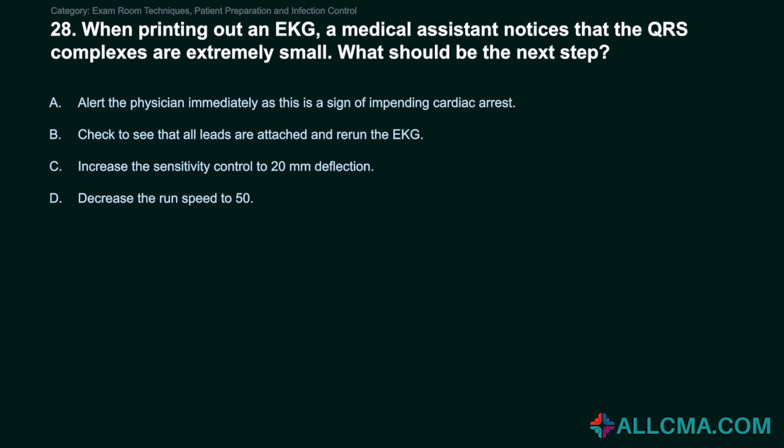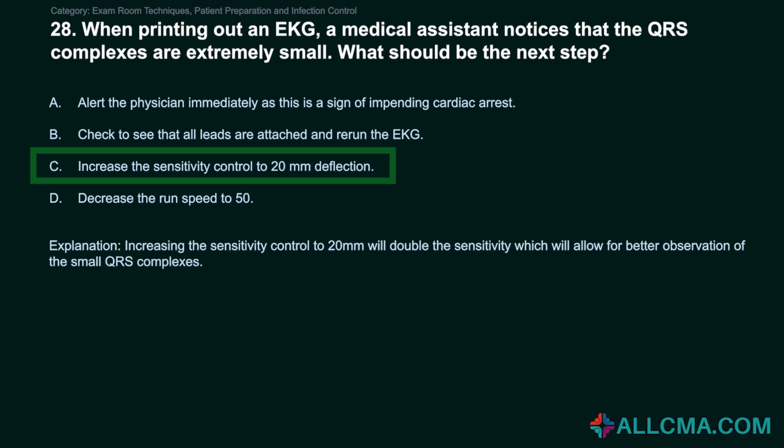28. When printing out an EKG, a medical assistant notices that the QRS complexes are extremely small. What should be the next step? A. Alert the physician immediately, as this is a sign of impending cardiac arrest. B. Check to see that all leads are attached and rerun the EKG. C. Increase the sensitivity control to 20 mm deflection. D. Decrease the run speed to 50. Correct answer: C. Increase the sensitivity control to 20 mm deflection.